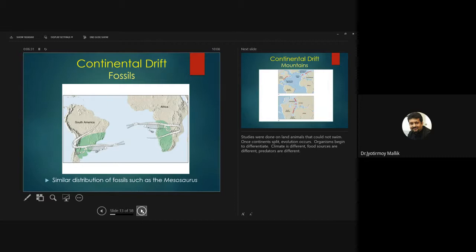One of the examples of such fossil could be Mesosaurus, which are early forms of dinosaurs. Okay, and the dinosaurs could not swim, right? So one of the most logical conclusions could be that these two continents perhaps were together.